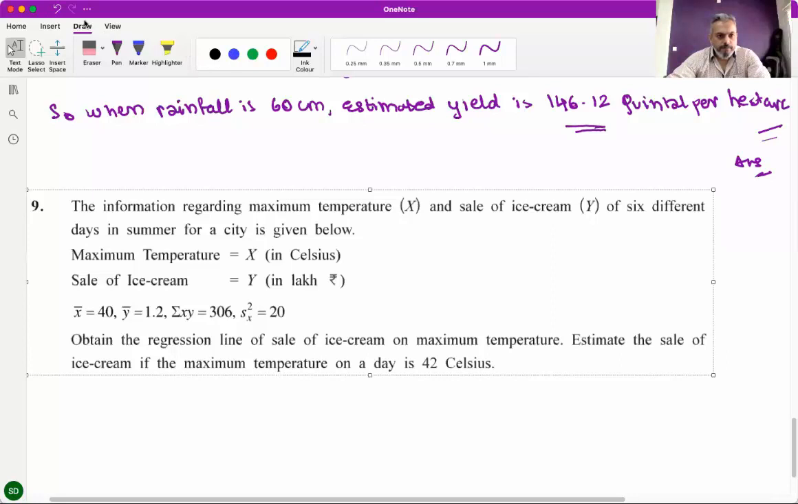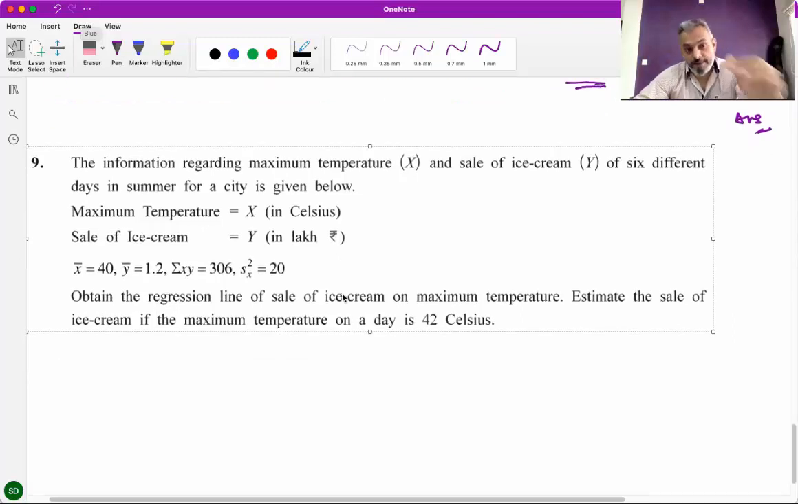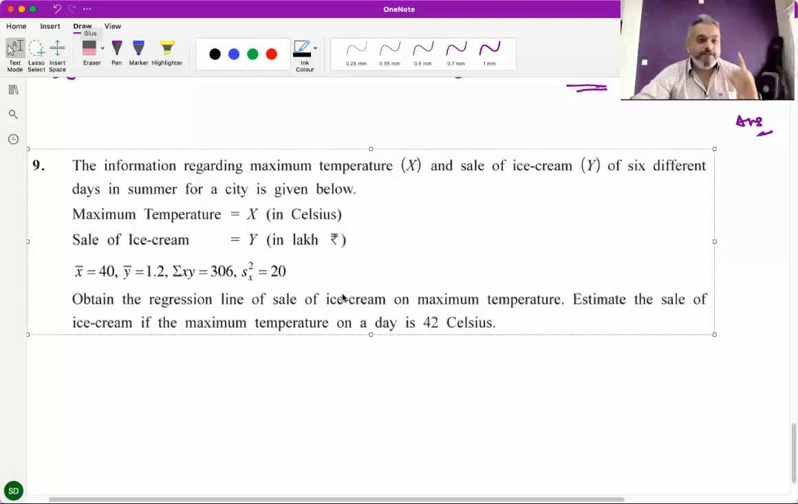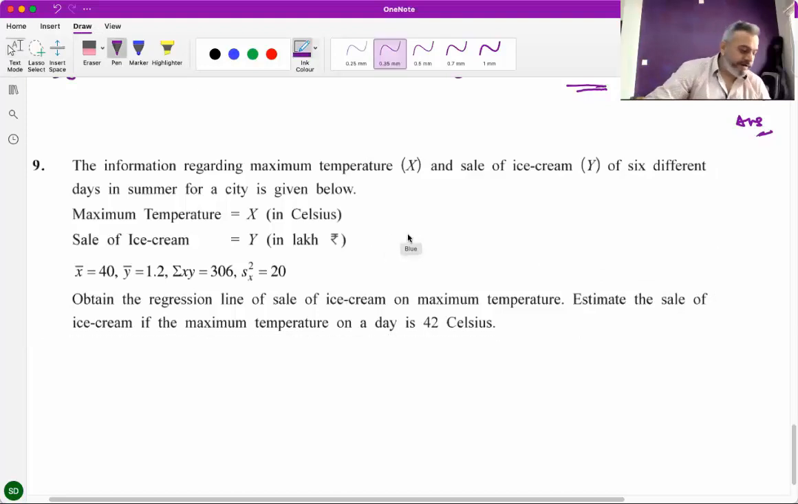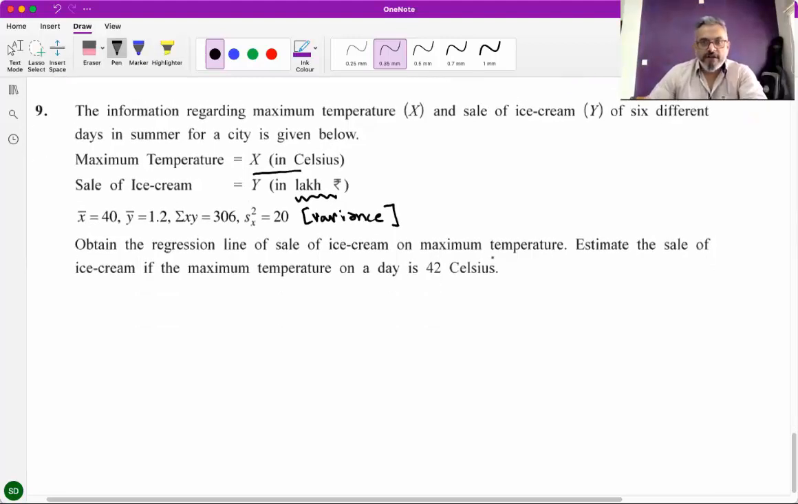The information regarding maximum temperature X and sale of ice cream Y. So temperature increases, sale of ice cream increases, on 6 different days in summer for a city is given below. Maximum temperature is denoted by X in Celsius and sale of ice cream Y in lakh rupees. X bar, Y bar, sigma XY, S square X is variance. Obtain the regression line of sale of ice cream on maximum temperature. Estimate the sale of ice cream if the maximum temperature on a day is 42 degrees Celsius.